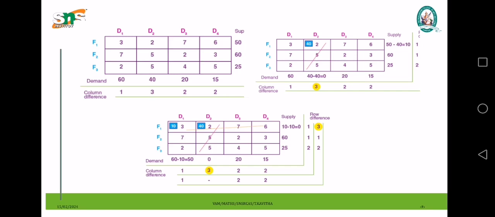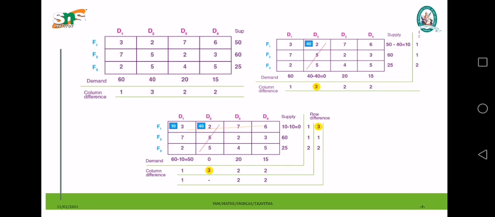In D2 the smallest number is 2. We take the number 2. Its supply and demand are 50 and 40. Therefore we take 40. 50 minus 40 is equal to 10. Cross off column D2.